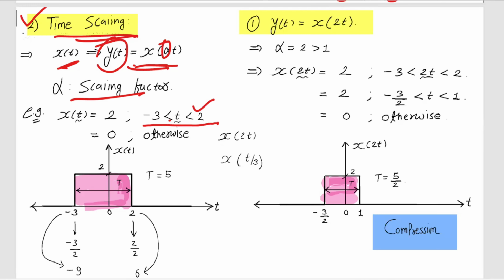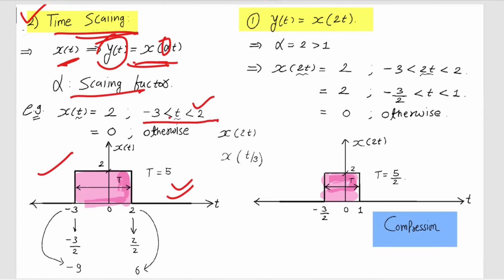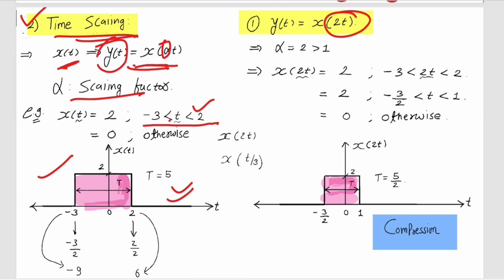The initial signal I took a little while ago, the same signal I am taking right now. In this particular case, you have to scale this signal. Now, in case of scaling, the width of the signal gets changed. If this is xt, now you have to calculate the value of x2t. So in this case, alpha is equal to 2.